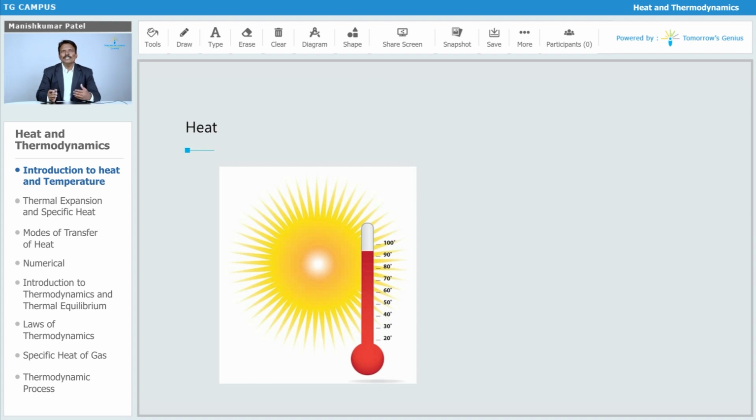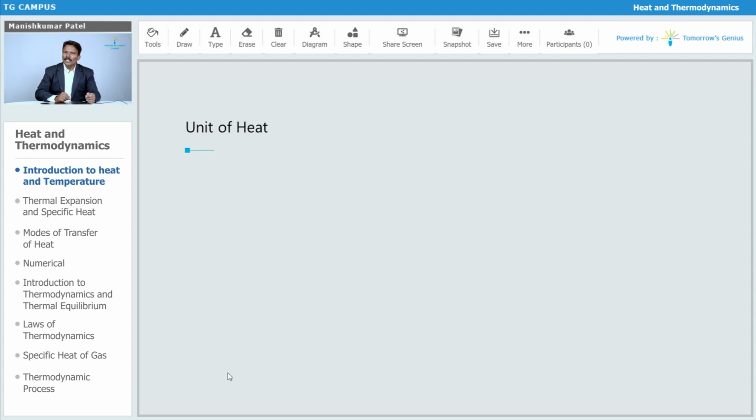Or if you stand in front of a fire, you will feel hot after some time. Definitely the heat is transferred from the fire towards your body. Your body is going to absorb heat, because of which you will feel warm. So heat is a form of energy which will give us the sensation of hotness or coldness. That is what we can say about heat.